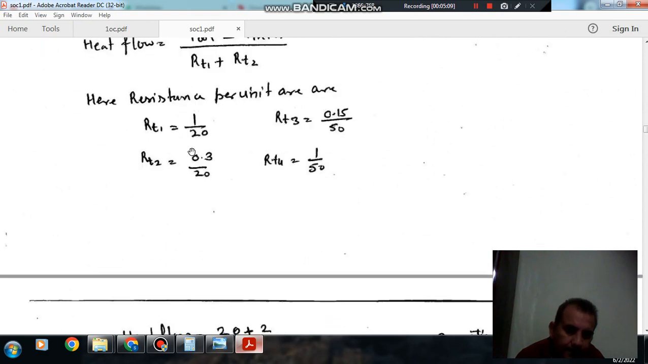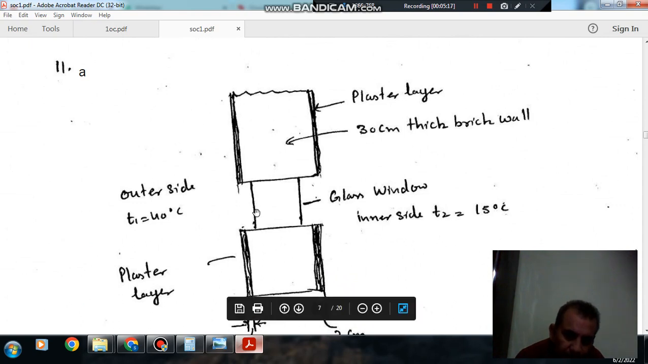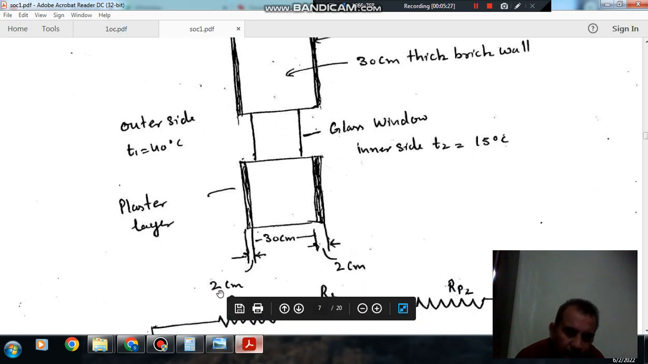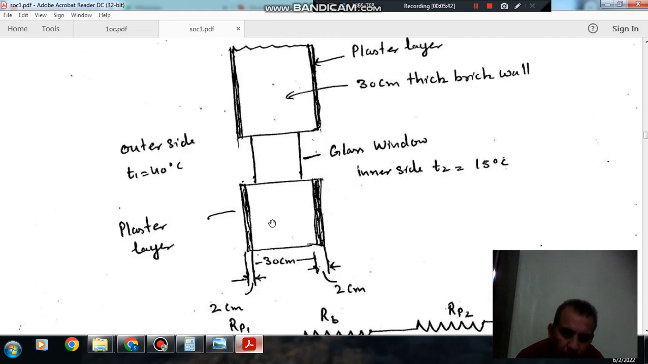So, this is the schematic diagram. This is the outer side, and in between there is a window, and this is the inner side. Here the temperature is 15 degrees Celsius, and here the temperature is 40 degrees Celsius. The thickness of this plaster is 2 centimeter, and the thickness of this plaster is 2 centimeter, and this is your 30 centimeter brick wall. Now we can assume that this portion is in parallel with the window.